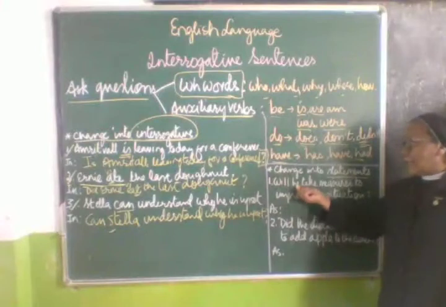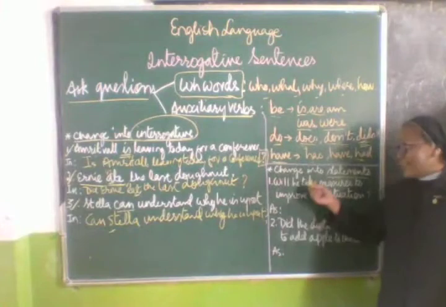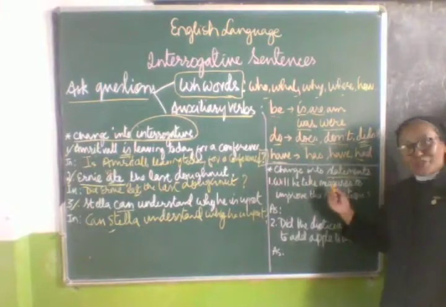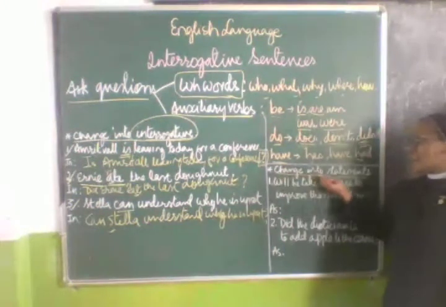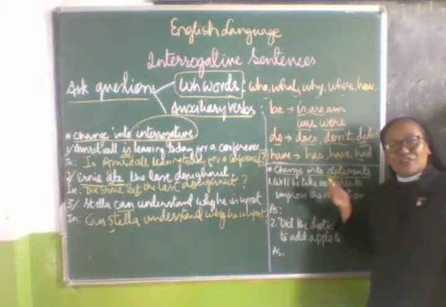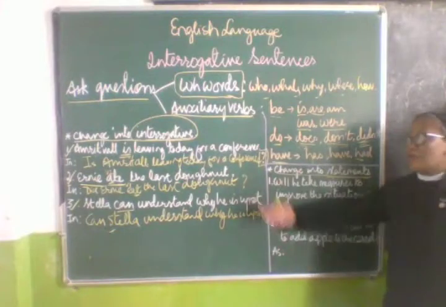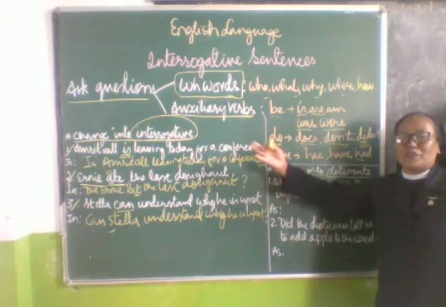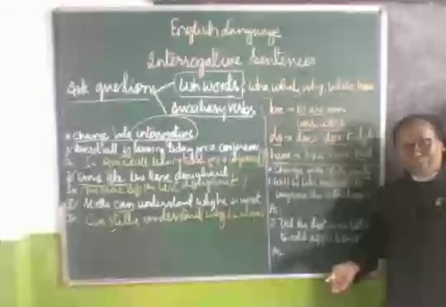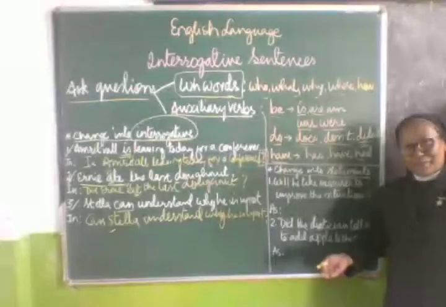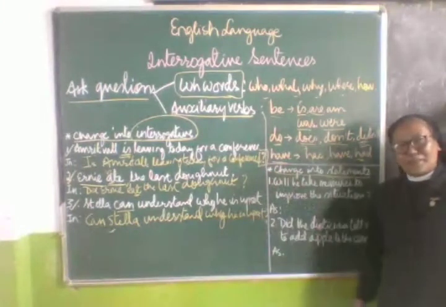Okay, this is the question. Will he take measures to improve the situation? That is the question. Now what do you have to do? Change into statements, affirmative sentences. Now what will you do? When you changed affirmative sentences into questions, what did you do? Now here you change it into an affirmative sentence. Again, what did you do? Reversing the place of the subject and the auxiliary, isn't it?